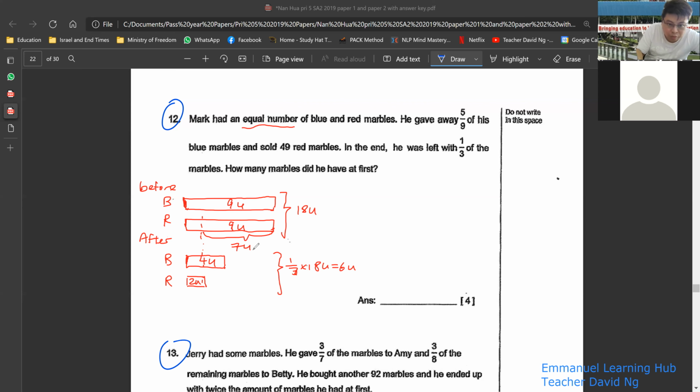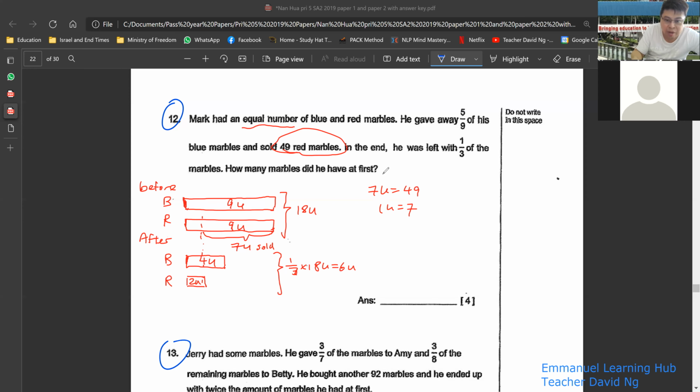Seven units, sold 49. Seven units sold. That means your 7 units is 49. Understand? Yes. Because sold 49 red marbles. So 1 unit is 7. Okay, once you know 1 unit is 7, the question becomes super easy to do already.